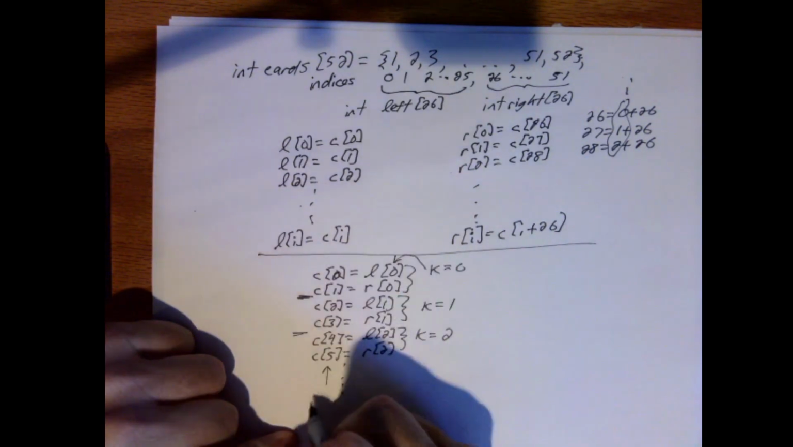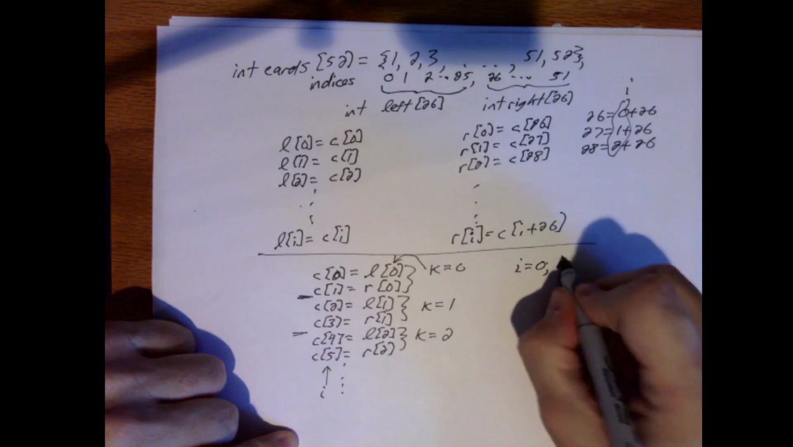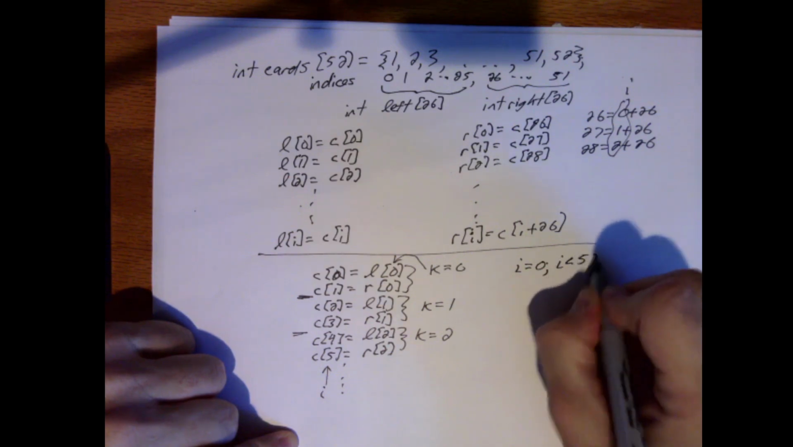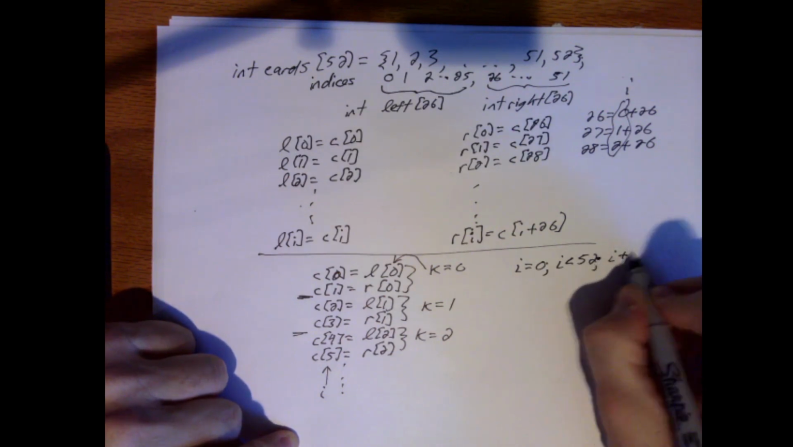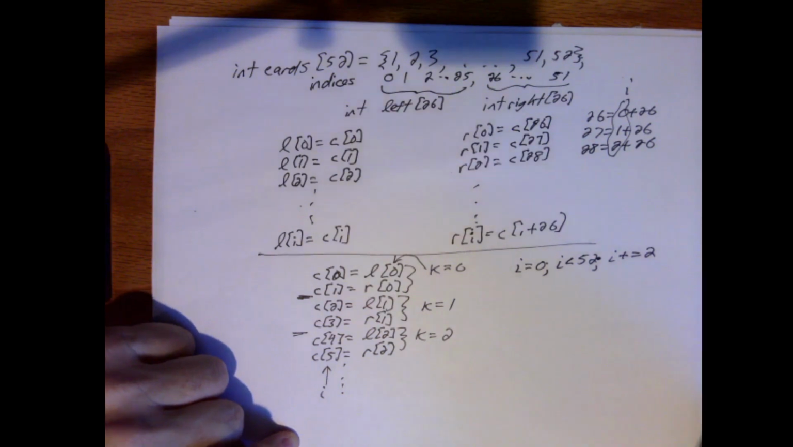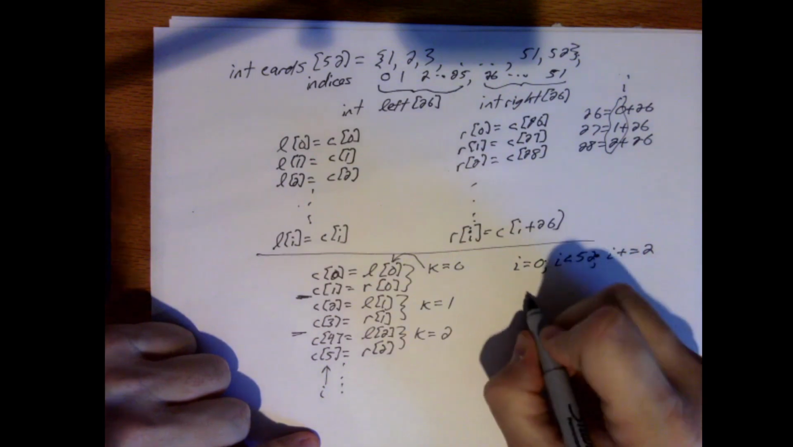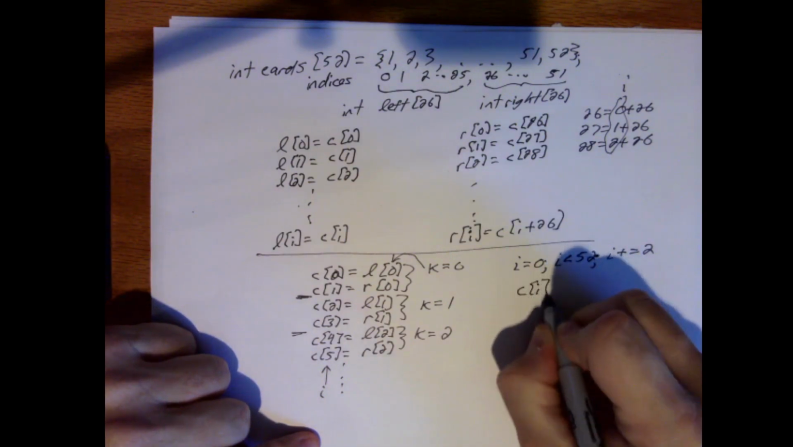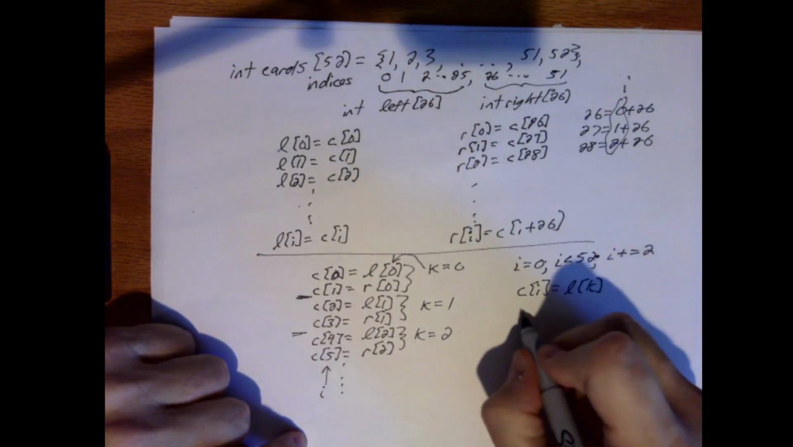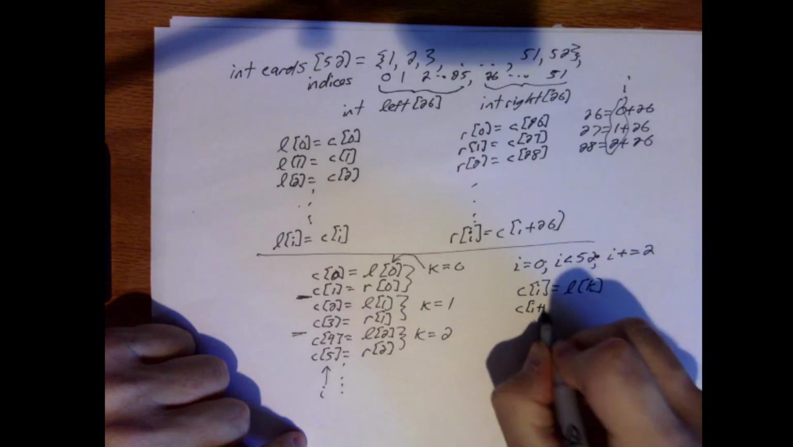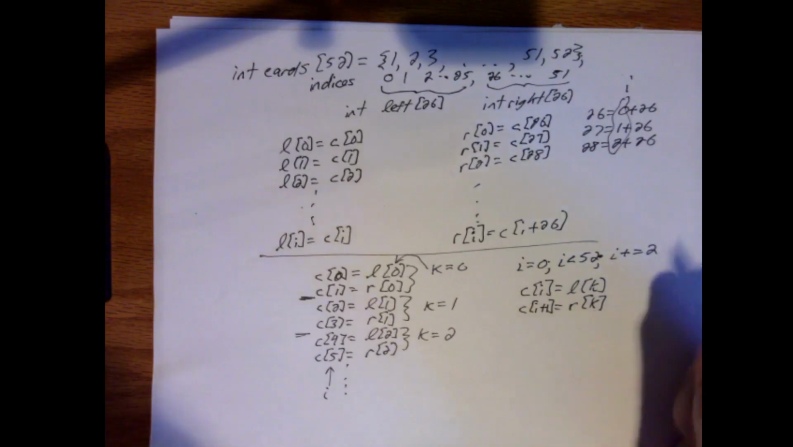I'm going to call this variable i. So i will be equal to 0 initially. The loop will run as long as i is less than 52. But I'm going to increment i by 2 each time. And then the way I'm going to write this code is on each iteration of the loop, I'm going to say C sub i is equal to L sub k, and then C sub i plus 1 is equal to right sub k, or R sub k. So this is why I'm skipping 2.